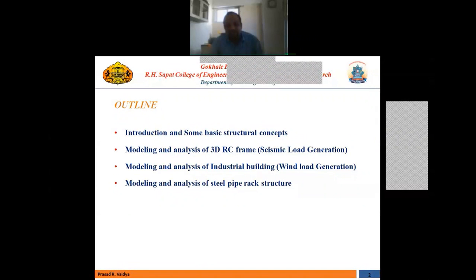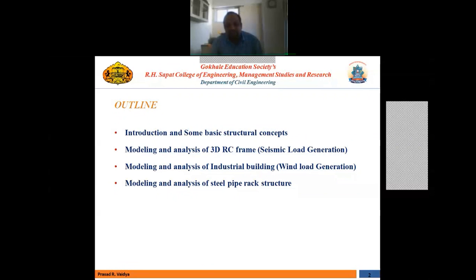Now here there are two things. One is seismic and another is wind load generation. These are very important as far as your STAAD is concerned. But now I'm going with the seismic load generation for RC building and then wind load generation for industrial building. The reason behind this is very simple: in most cases the RC building is governed by the seismic loading. Wind load may not govern in case of RC building.